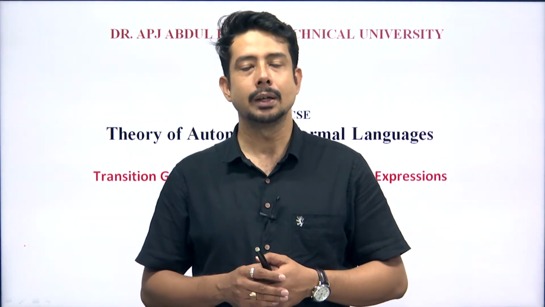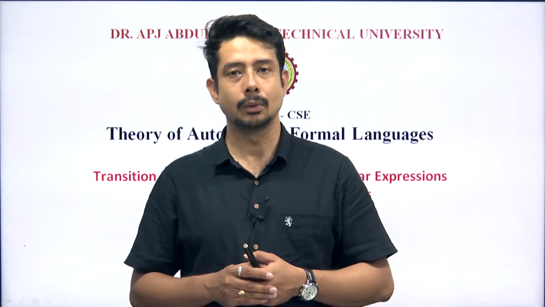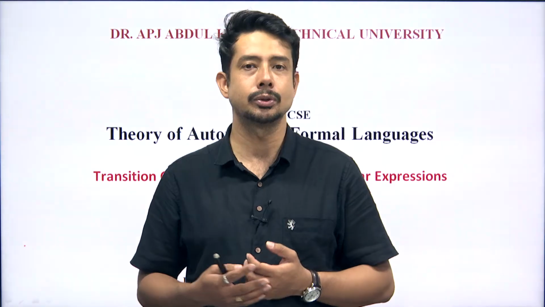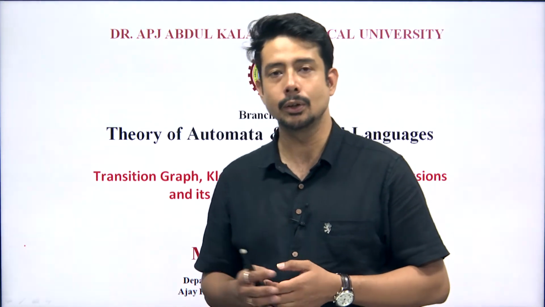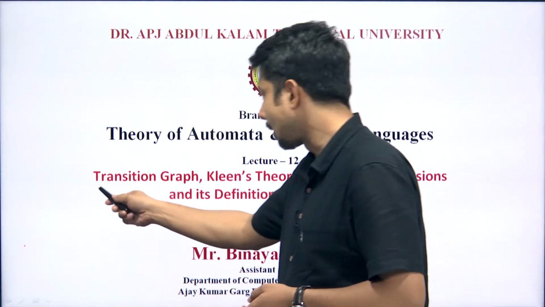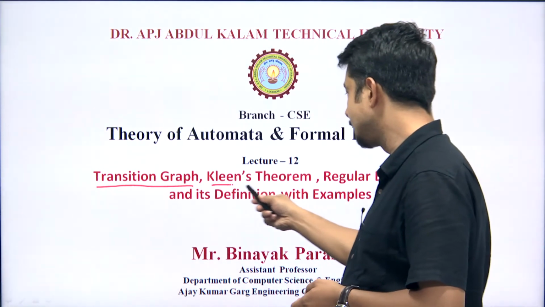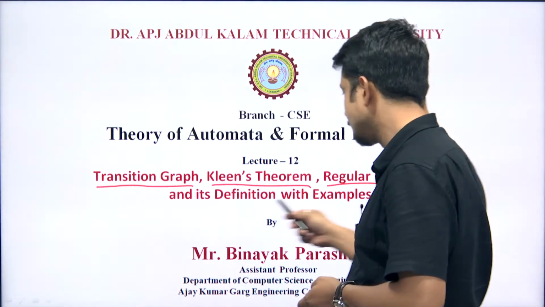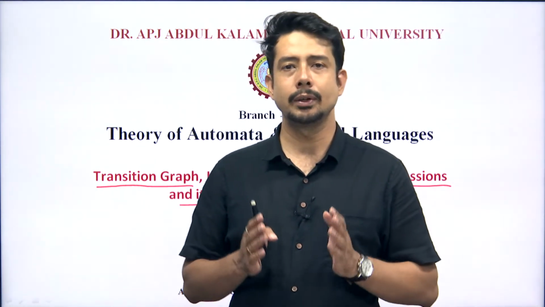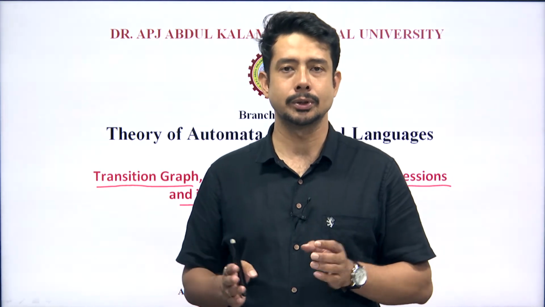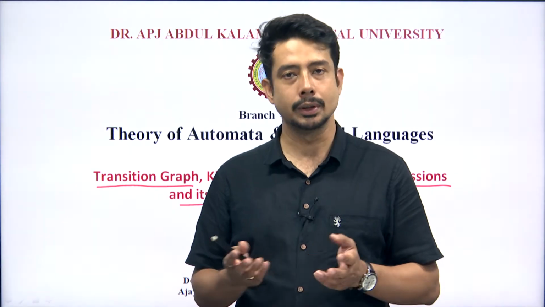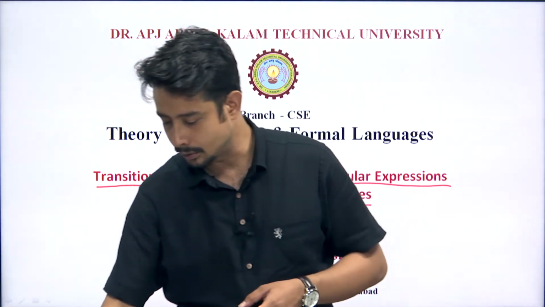We have seen in the previous video the regular expression part, how to use the expressions, how to use the operators and all. So, in this video we will look into another topic, that is transition graph, Kleene's theorem, regular expression and its definition with examples. Some way or the other, we will try to relate this regular expression in the form of a transition graph or in the form of a finite automata. Let us check it out one by one.